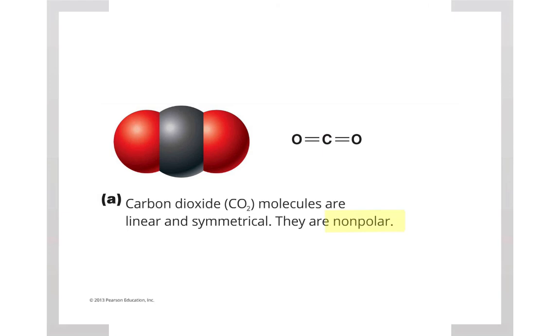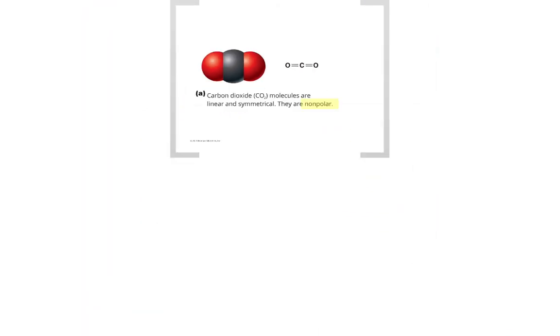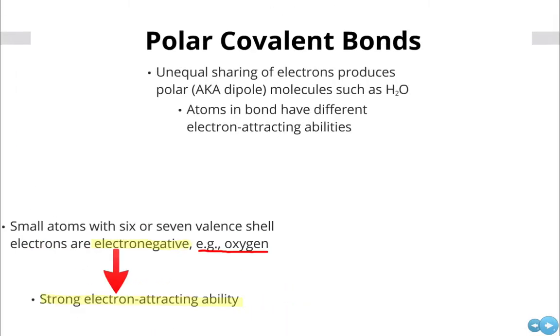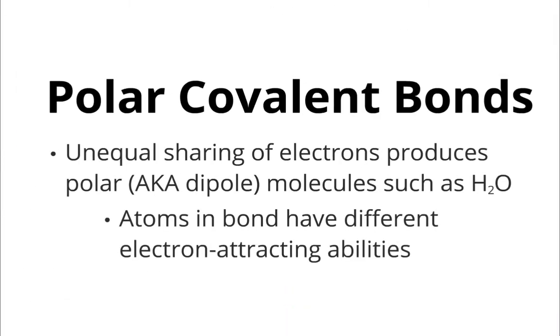This is a nice even molecule. It tends to be linear, in a nice straight line. They're symmetrical, they're nonpolar, and the electrons are very evenly spread throughout the molecule. In a polar molecule, we actually have uneven sharing of electrons, and that makes what we would call a polar molecule, sometimes called a dipole.